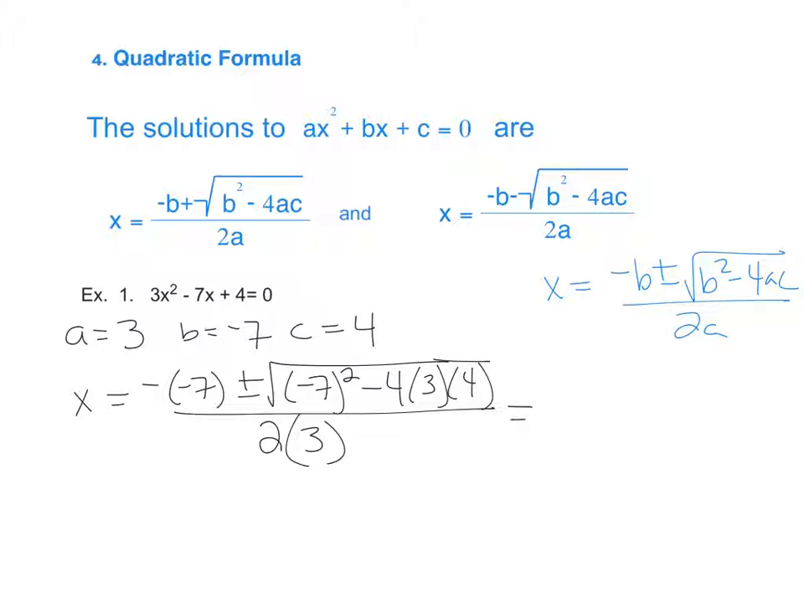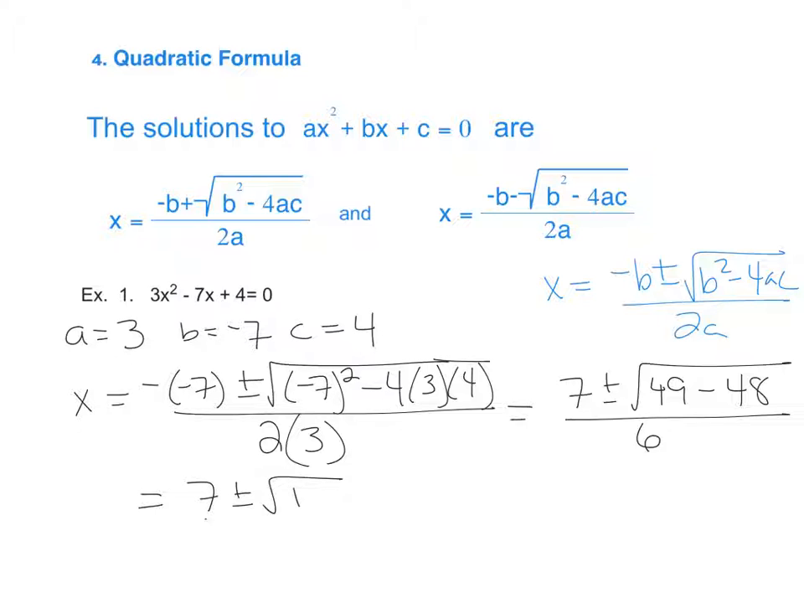So I have the opposite of negative 7, which is 7, plus or minus the square root of negative 7 squared, which is 49, minus 4 times 3 times 4, which ends up being 48, all divided by 6. So I have 7 plus or minus the square root of 1, divided by 6, which is 7 plus or minus, now the square root of 1 is actually just 1, all over 6. And here's where I can come up with my exact two solutions.